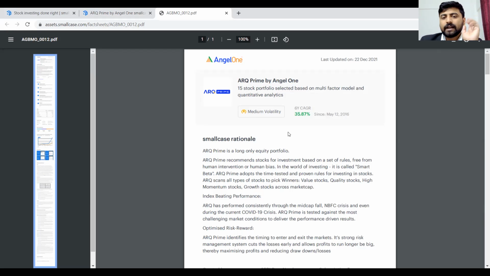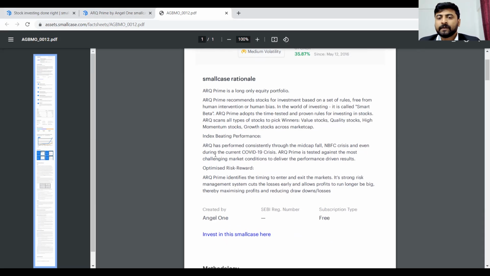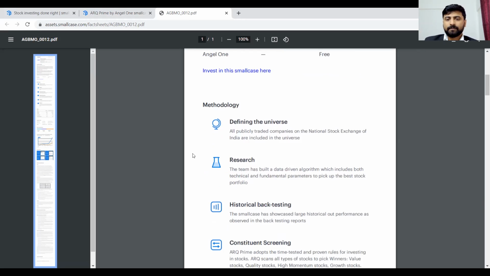Now, the rationale of curating this particular smallcase, the philosophy with which it has been created, will be mentioned under the smallcase rationale. Then if you scroll down, you will be able to see something called methodology. Here, details about how the universe of stocks was selected will be mentioned. Here it states that all publicly traded companies on the National Stock Exchange are listed in this particular smallcase basket.